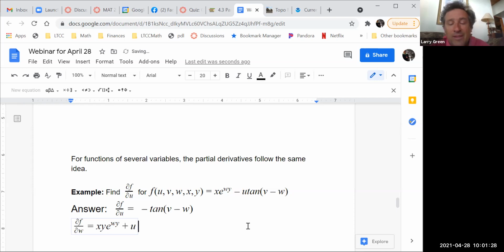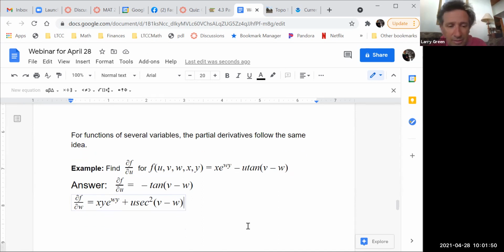If you remember, what is the derivative of the tangent function? Yeah, secant squared of v minus w. Figured I'd show you one that's a little harder. It's not evil, but there's a little work to do. Any questions on this?